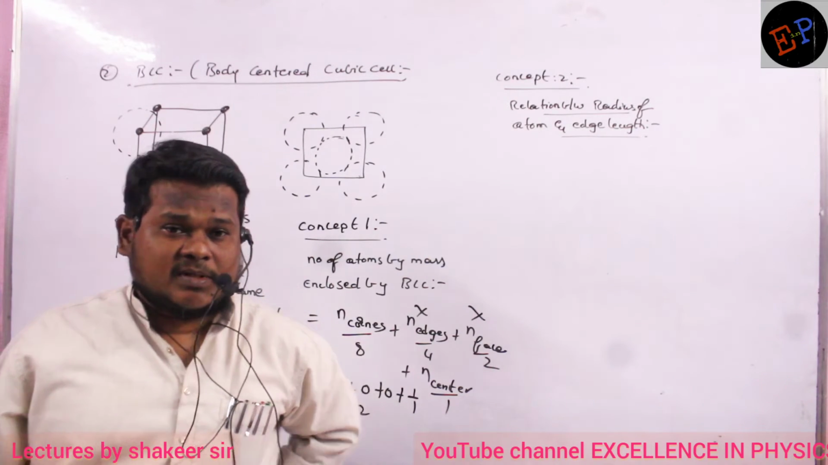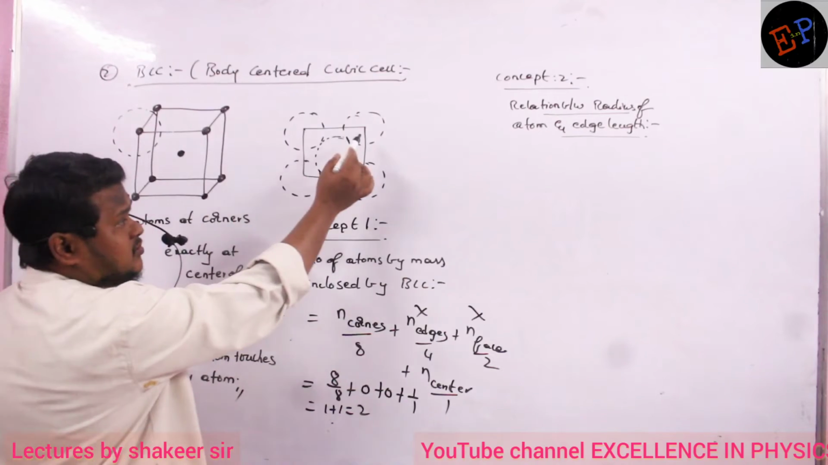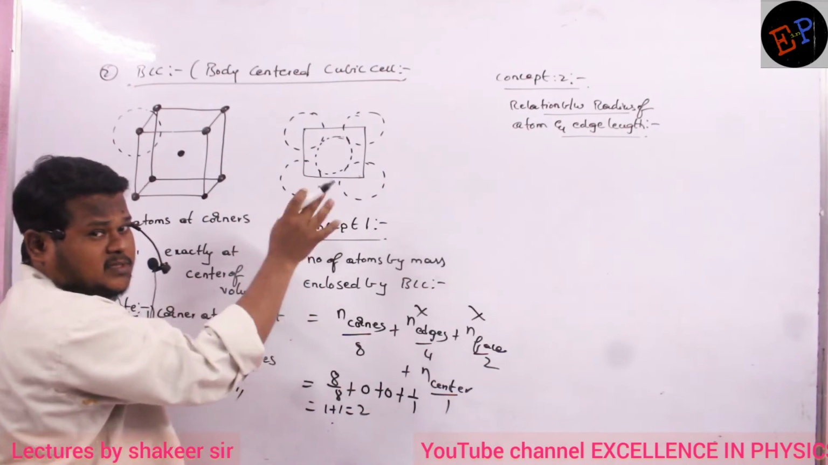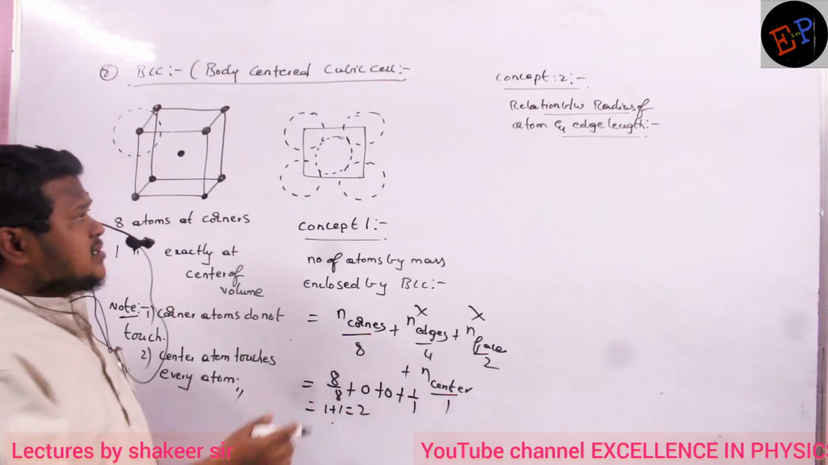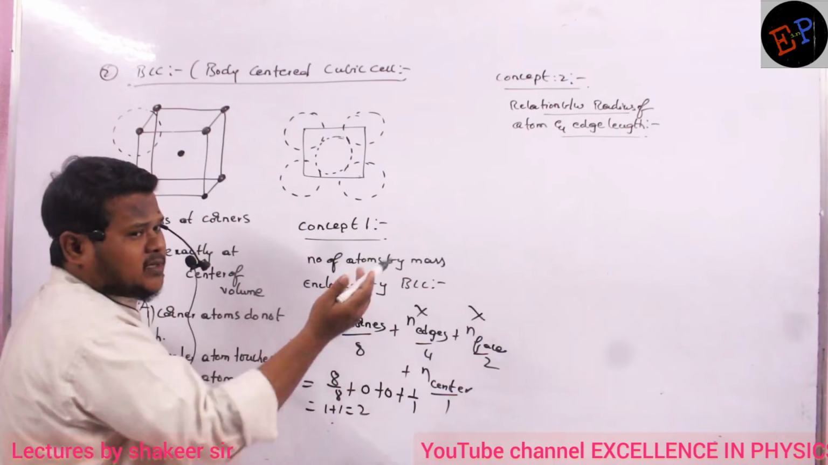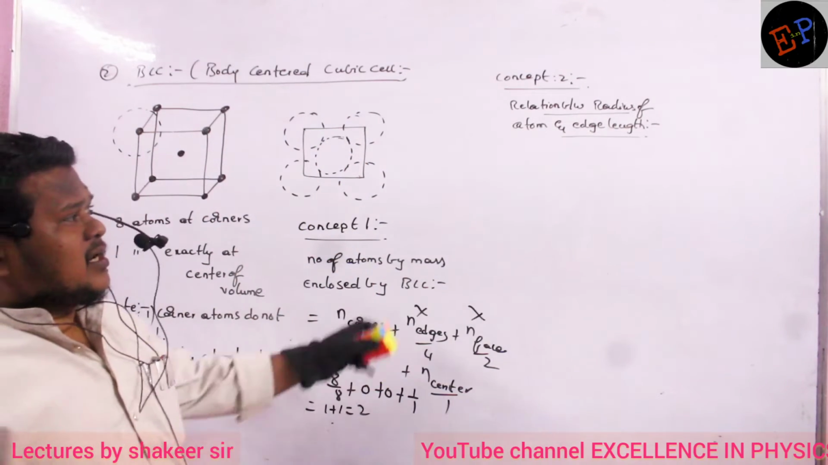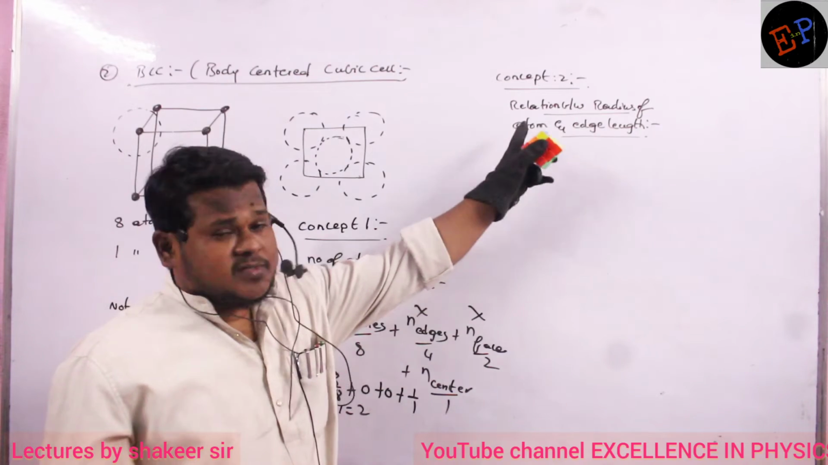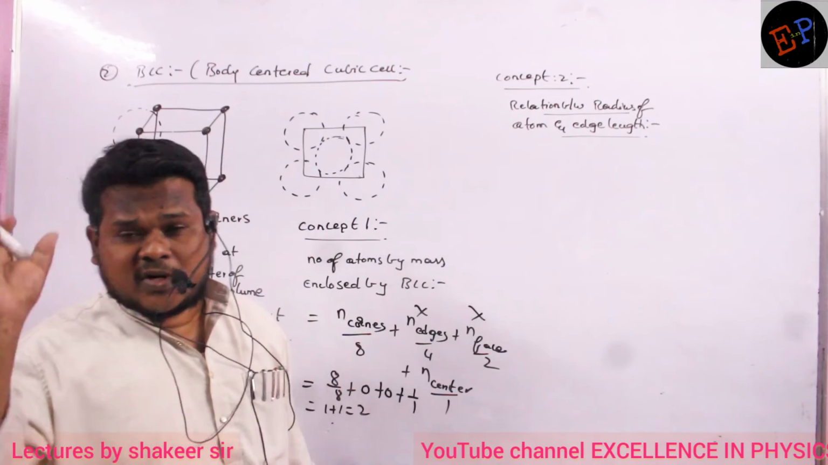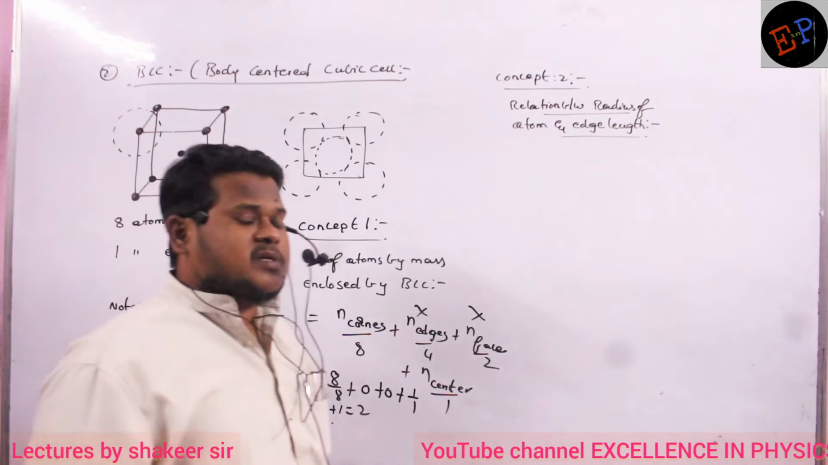What is the reason? Edge atoms, they are not touching. So I cannot say that 2r is equal to a. Now, to calculate the relation between radius and edge length, which atoms or which group of atoms do I have to take?